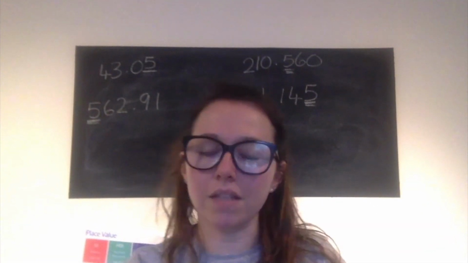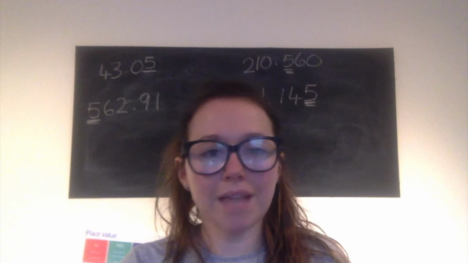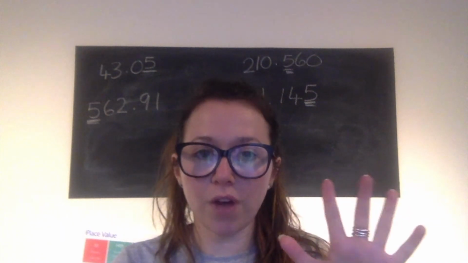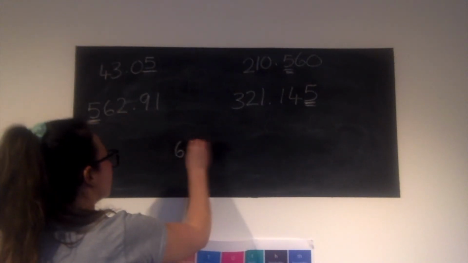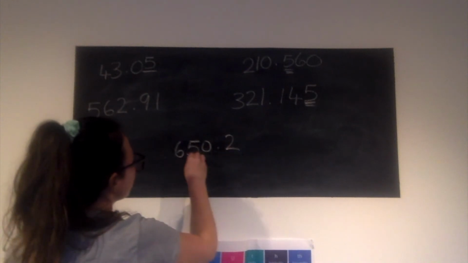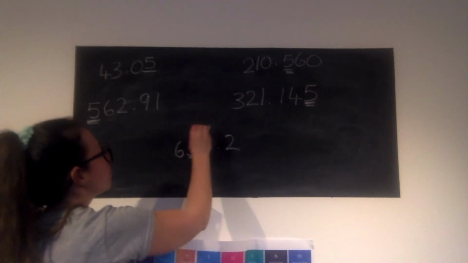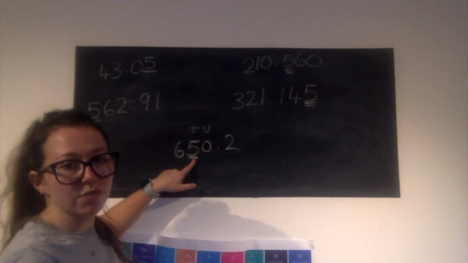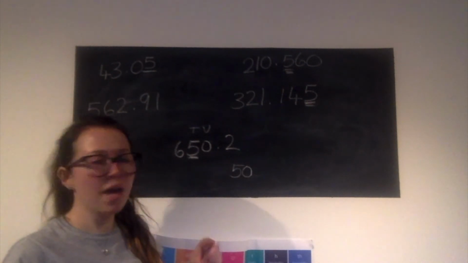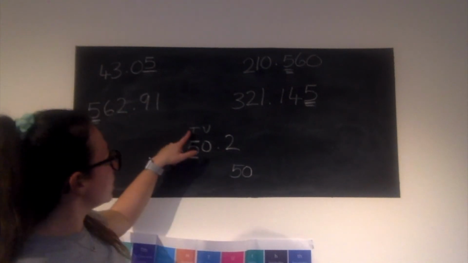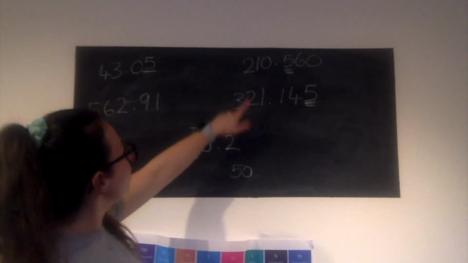The next activity is I've written out some decimals on the board. I want you to pause the video and write out some sentences to tell me the value of the digit 5 in each of these numbers. What is its value? So for example, 650.2, we could say the 5 is in the tens column, and therefore the 5 has the value of 50. So I'm looking for two things. What column is it in and what value does it have? So the 5 is in the tens column, and so it has a value of 50. See if you can do that for each of these decimals.